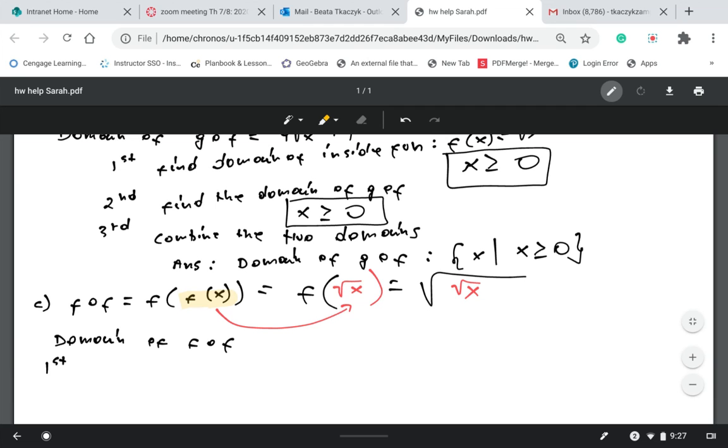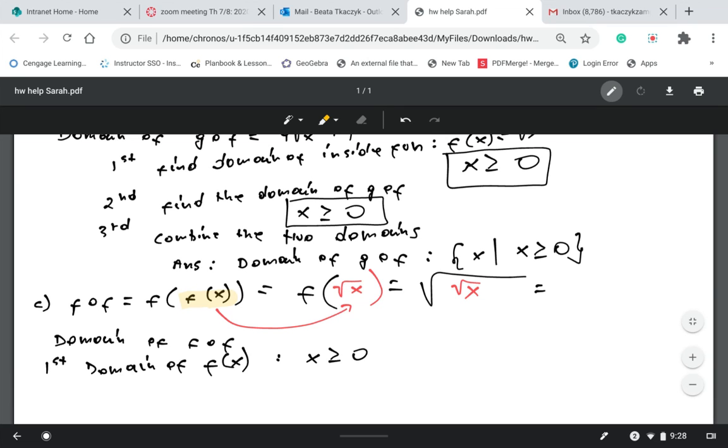So the domain of f composed with f. The same thing: first, the domain of the inside function, which is f of x. So f of x is square root of x, so we know that the domain is x greater than or equal to 0. And here, I think they will allow you to leave this expression that way, but let me just show you guys.